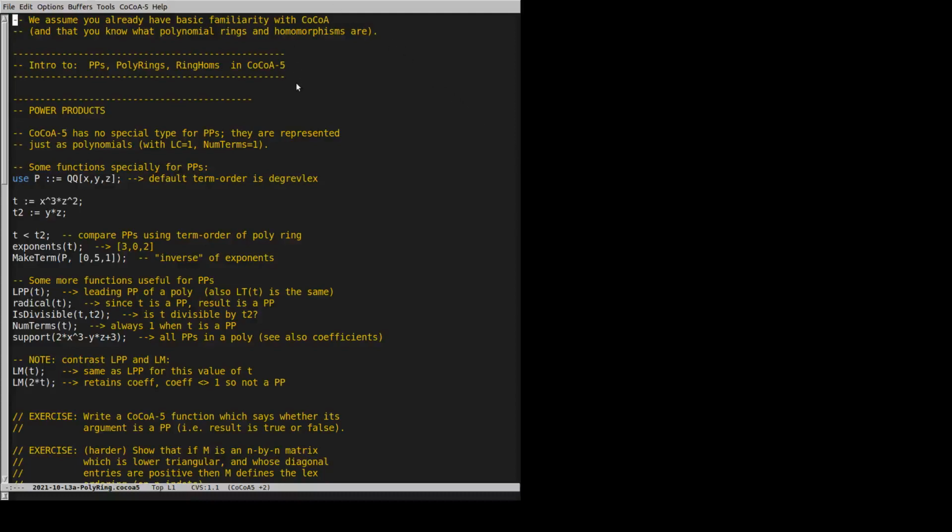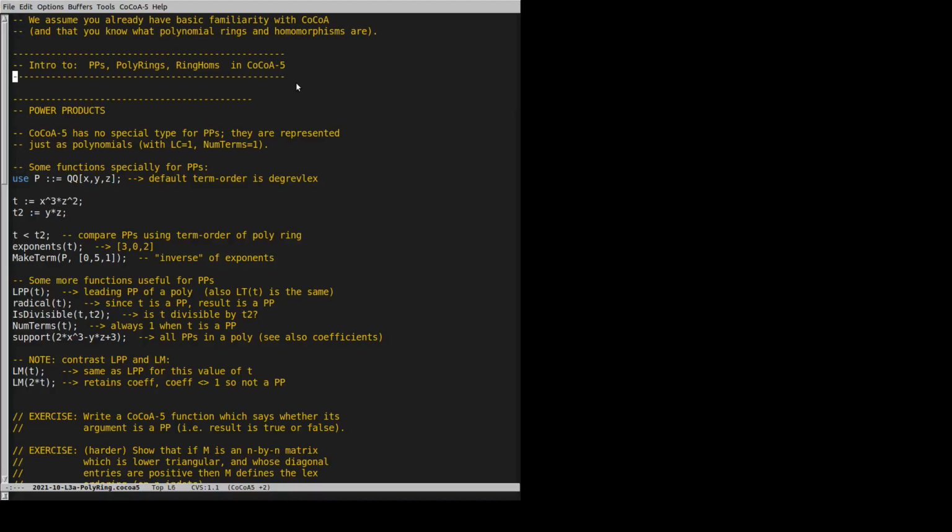So in this screencast we're going to see some operations in CoCoA-5 relating to power products, polynomial rings and ring homomorphisms. Some of these we've already seen, but I think it won't do any harm to have a quick reminder. So I'll assume that you've already got some basic familiarity with CoCoA, for example seen what we did effectively yesterday.